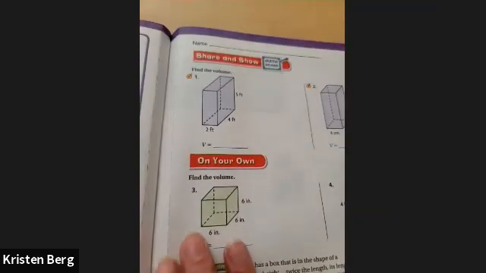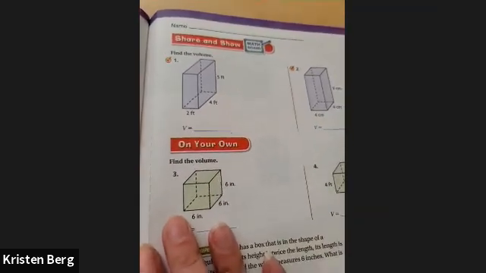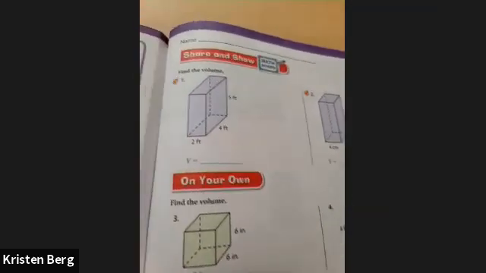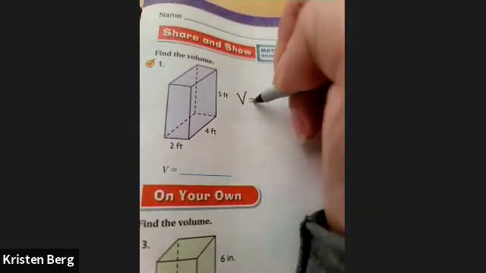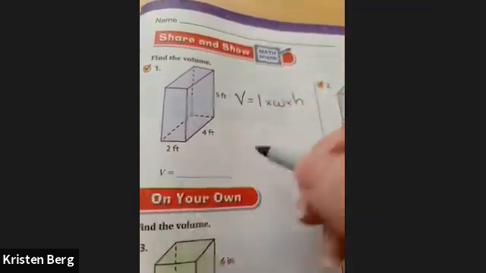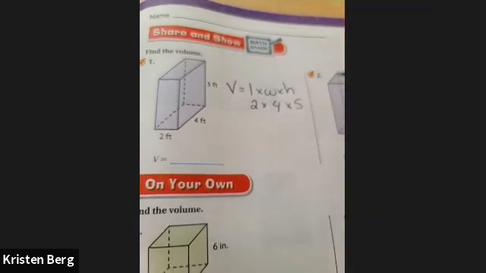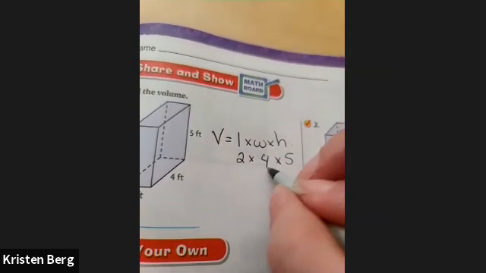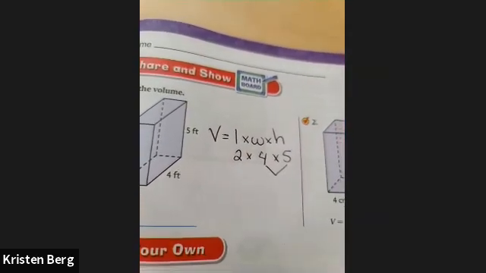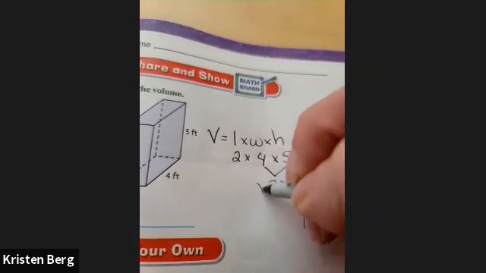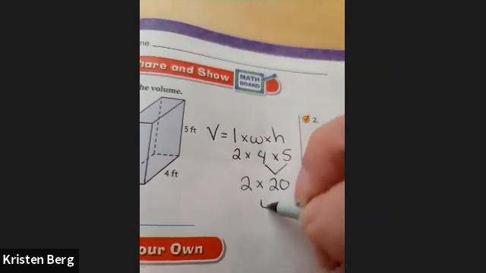All right, next. We are now going to do the exact same thing. So I'm going to again say the volume equals length times width times height. So again, I'm just going to be plugging in these numbers. So this would be a 2 by 4 by 5. Now again, I said it might be easier for some of you to know certain ones. So I'm just going to do 5 times 4 first in this case, and that would be 20. 20 times 2 is 40.